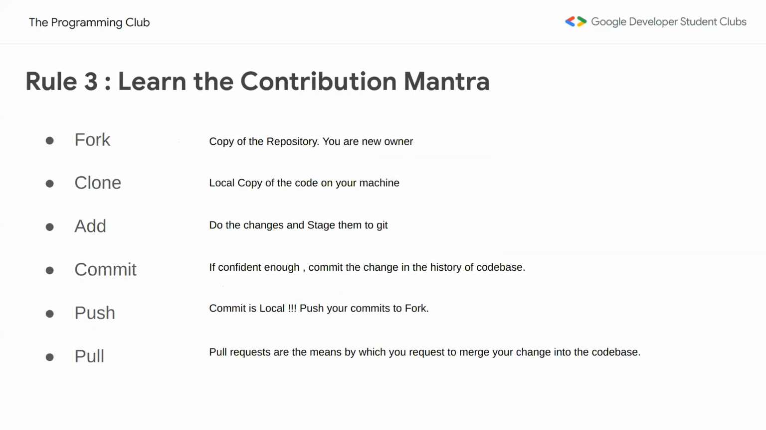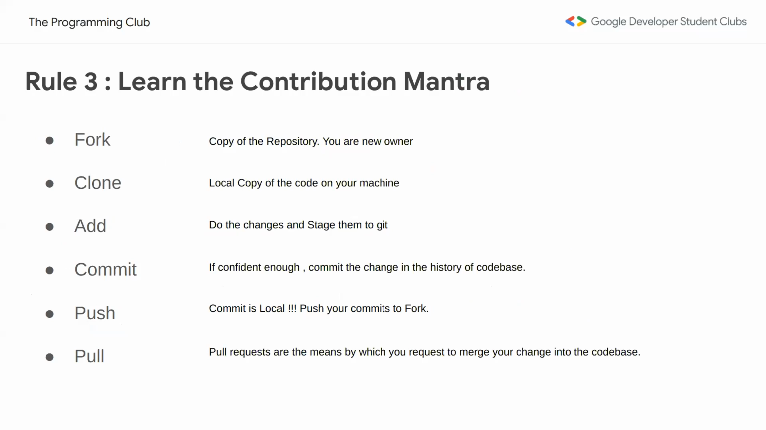So this is the basic contribution mantra: fork, clone, add, commit, push, pull. This is the way almost half of the world's open source software works. So the first step would be forking the project. Let's say there is one project which has its Git instance and is hosted on GitHub. So the first step would be forking that repository.